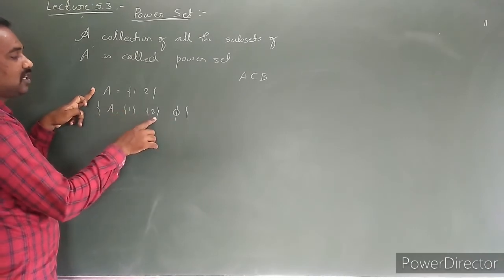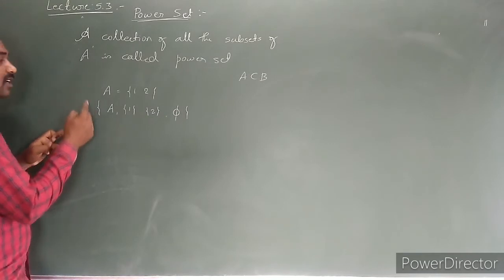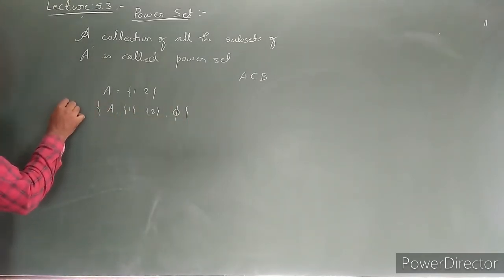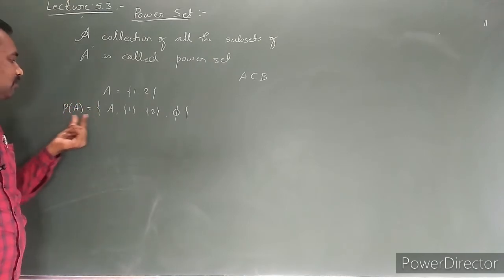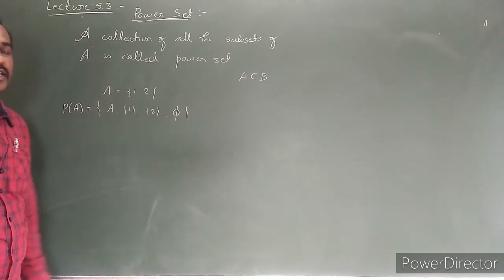Singleton set 1, singleton set 2, and the null set. These are the 4 subsets of this set. The collection of these 4 sets is said to be a power set. That is denoted by P of A. P of A is equal to A, singleton set 1, singleton set 2, and the null set.